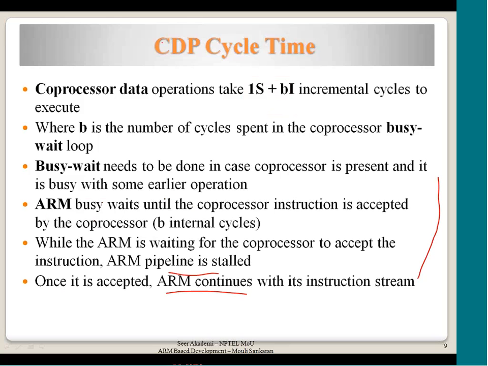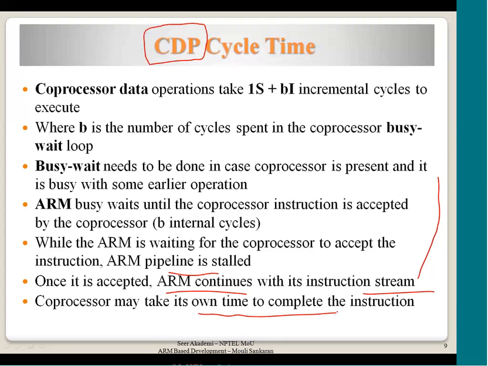Because it is a data processing instruction, ARM does not have to do anything, because it has to do with the internal operation of the coprocessor. The instruction has all the operands required for the data processing and it has to be done by the coprocessor. So ARM does not have to do anything except wait till it is accepted, then carry on with its job. That is why ARM continues with the instruction stream as soon as it is accepted. The coprocessor may take its own time to complete the instruction, because that is not in the control of ARM. How many cycles the coprocessor takes depends on the complexity of the instruction and how the particular coprocessor is implemented, and it has to do with what it is doing with its own register set. So there is nothing to do with the ARM.